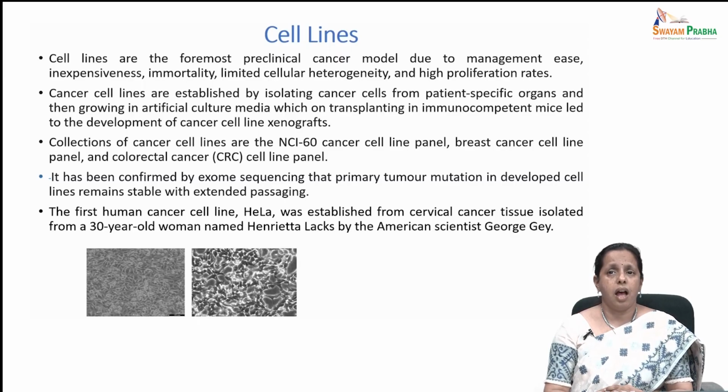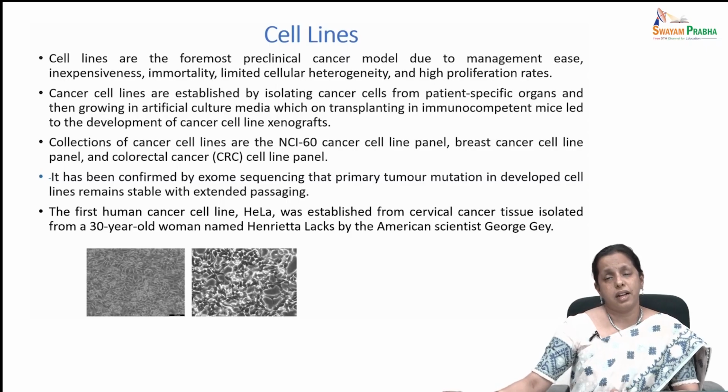So, cell lines are foremost clinical cancer models because they are very critical, and there is ease in handling. They are relatively inexpensive compared to the animal models. They are immortal, they do not have so much cellular heterogeneity, and they have very high replicating rates. So, cancer cell lines, how are they established?